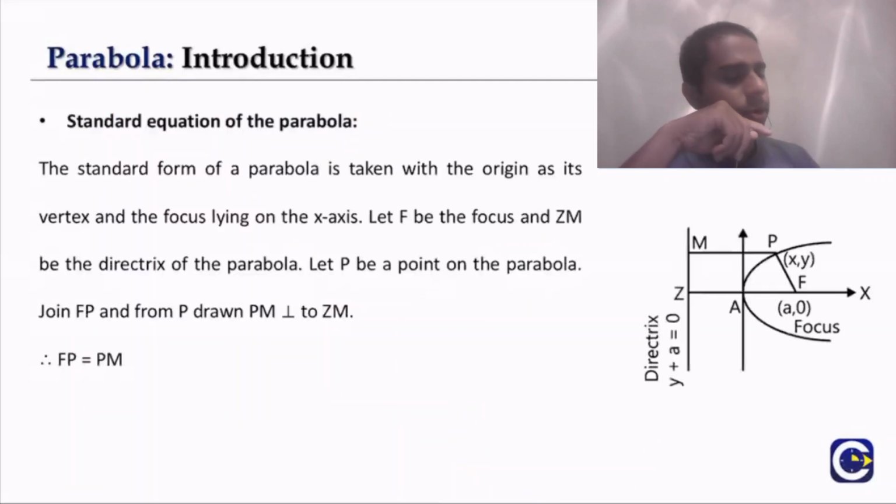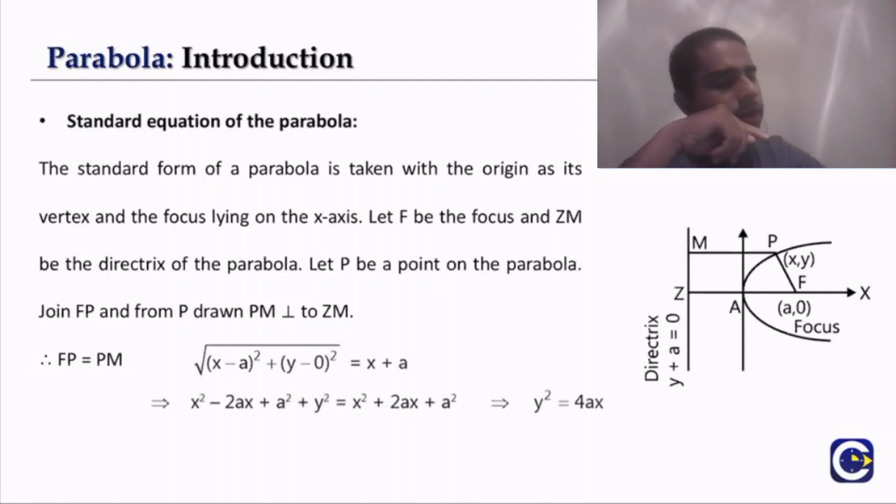Standard equation of parabola. The standard form of the parabola is taken with the origin as its vertex, like how we did before, and the focus lying on the x-axis. Let F be the focus and ZM be the directrix of the parabola. Let P be a point on the parabola, join FP, and from P draw PM perpendicular to ZM. So this angle is perpendicular. Therefore, FP equals PM. According to the definition of the parabola, this distance and this distance are equal, right? So FP equals PM.